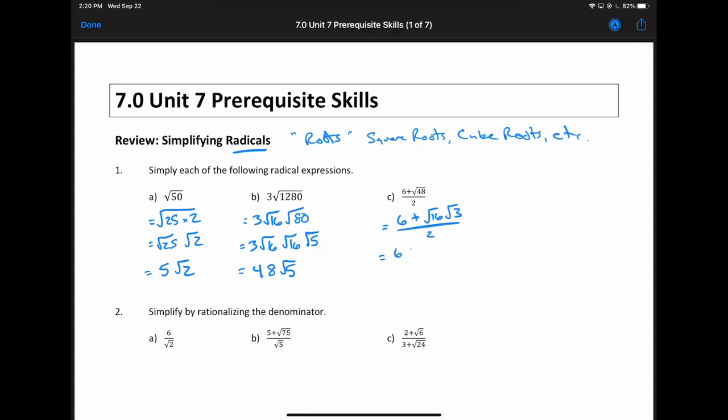That becomes 6 plus 4 root 3 over 2. And then finally, I can make that even a little bit nicer by dividing all of the terms, top and bottom, by 2. Luckily, the bottom becomes a 1, so it's no longer a fraction. And that just becomes 3 plus 2 root 3, which is actually a lot easier to work with, especially if we're doing operations on it, than the original 6 plus root 48 over 2.